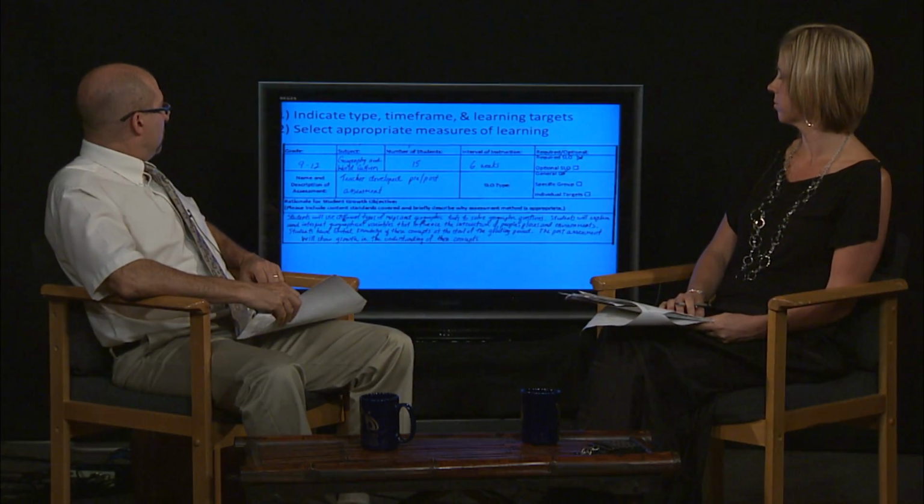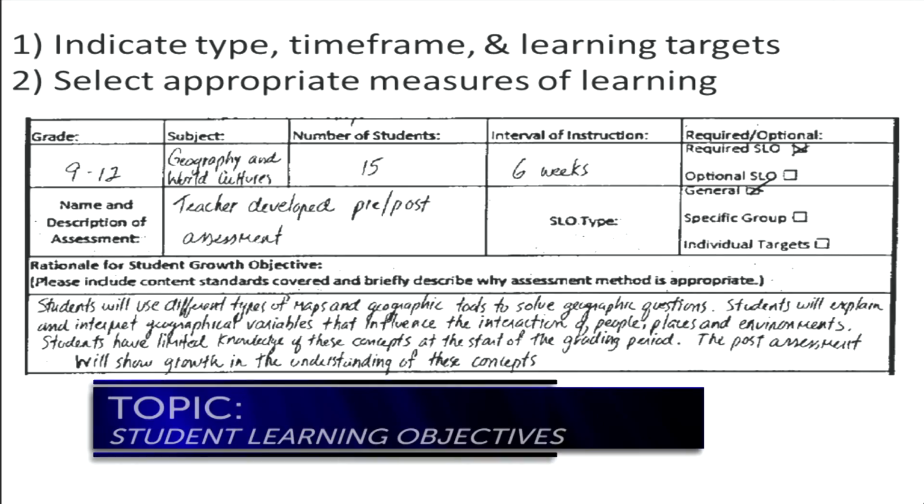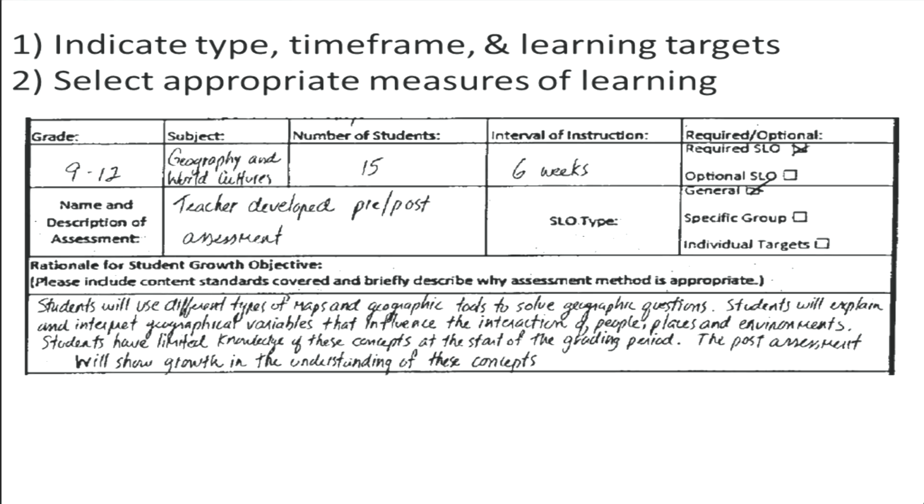The top of the form asks us to fill out information that answers the first 2 steps that we went over: indicate the type, time frame, and learning targets, as well as select the appropriate measures of learning. So I can see that the students being included in this example are 9th through 12th grade students in geography and world cultures. There's about 15 students that are included in this SLO. The interval of instruction is about 6 weeks.